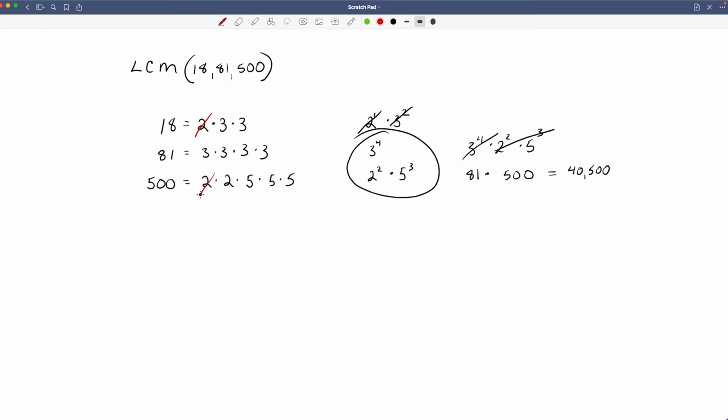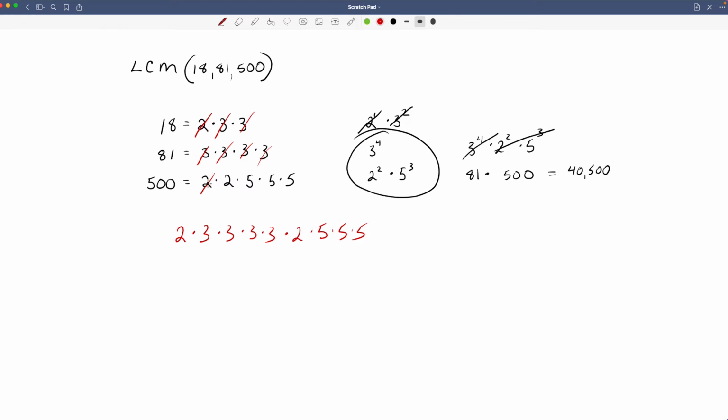So this one cancels this one, so I have a 2. This one cancels this one, so I have a 3. This one cancels this one, so I have another 3. This one and this one are by themselves. They're done. The 2 is by itself. 5, 5, and 5 is 5 times 5 times 5, which is the same thing we ended up with.